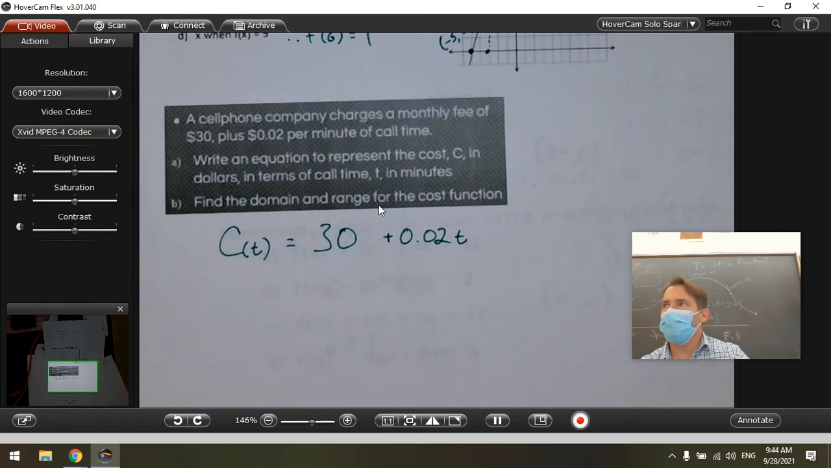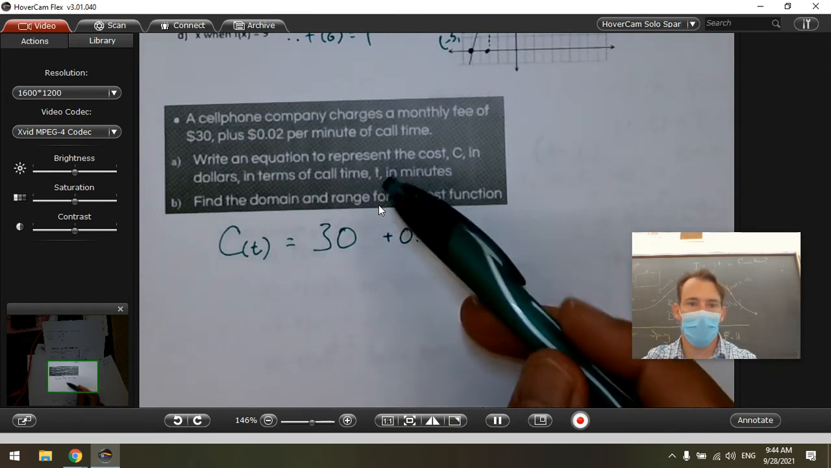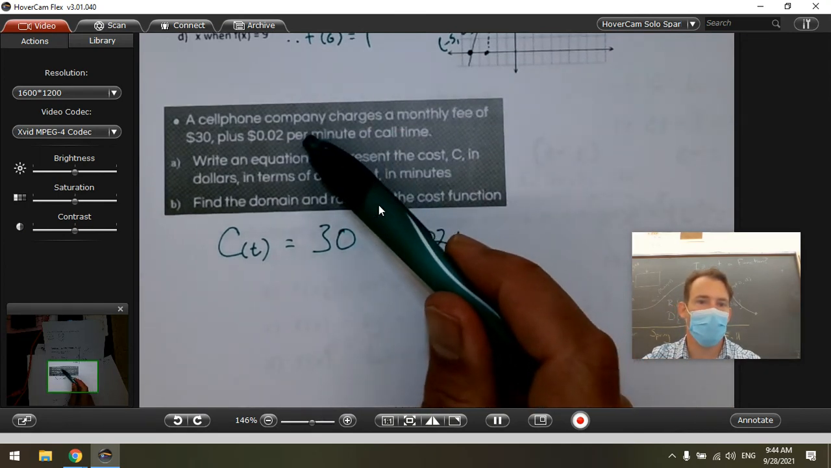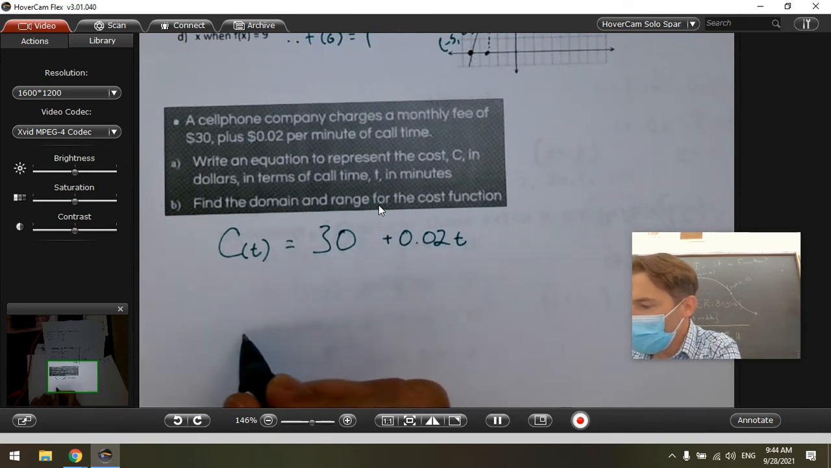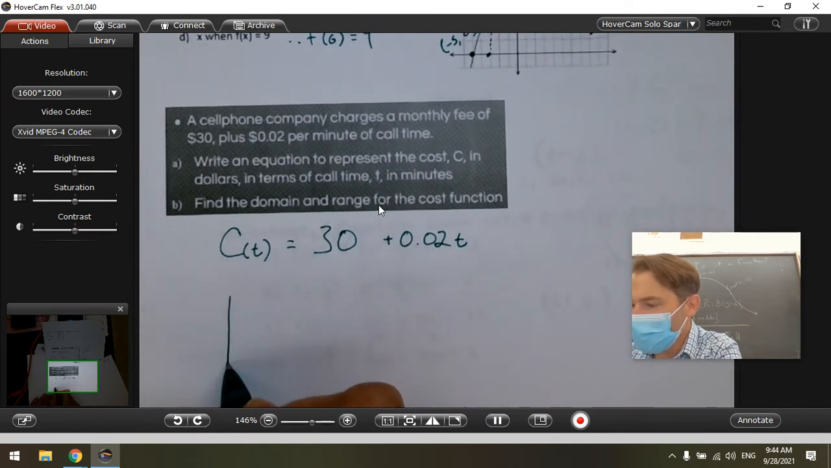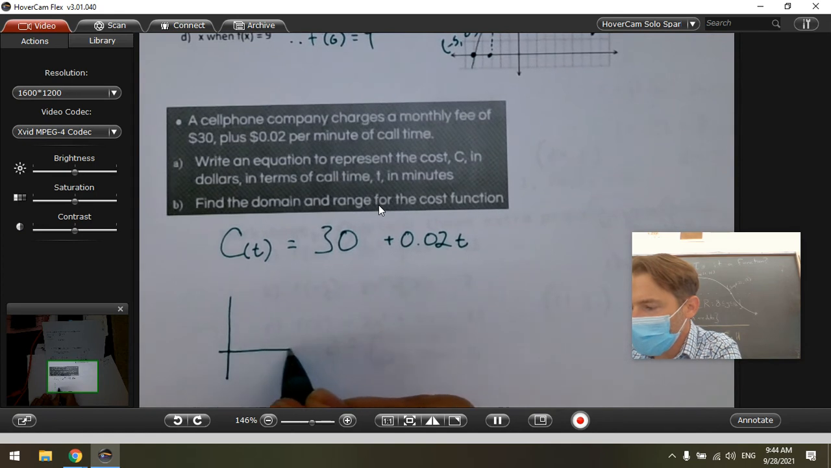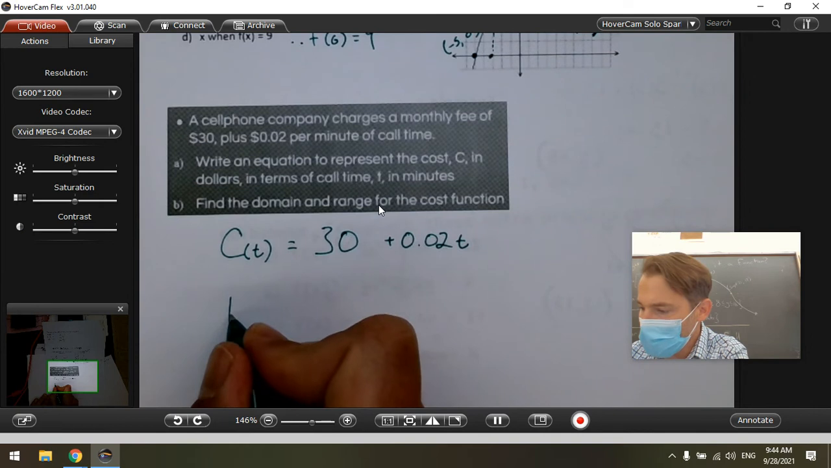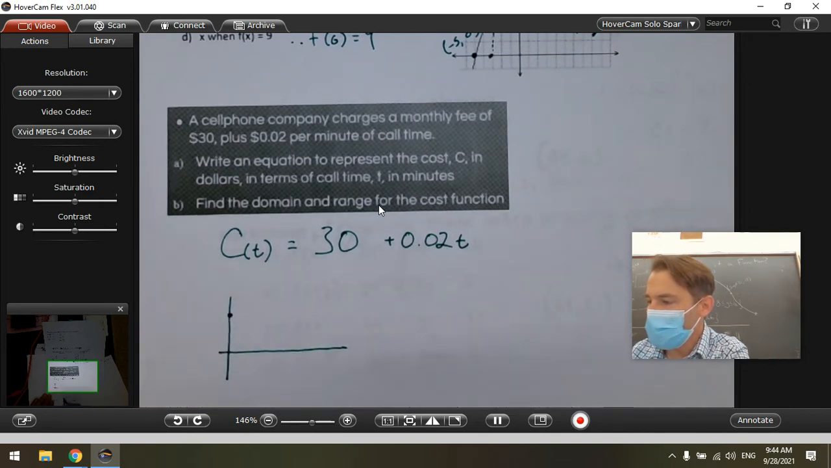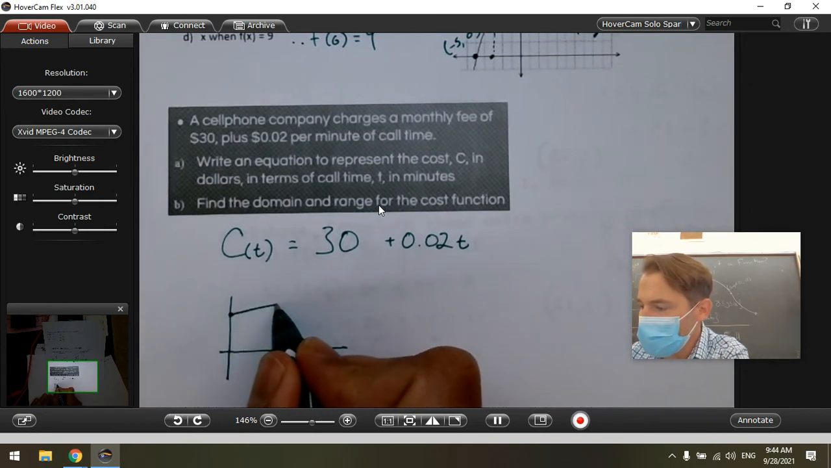But it's important to recognize that when I say this is cost per month, that per month is not a rate of change. It's not my m. My m is the per minute of call time. That's my per. And the whole graph, the whole thing, is representing a time of 1 month. Okay? So I could graph that. It's going to have a y-intercept of what? 30. And a slope of what? 0.02. Yeah, so it's going to climb very slowly like that.